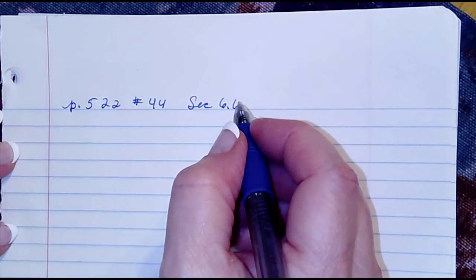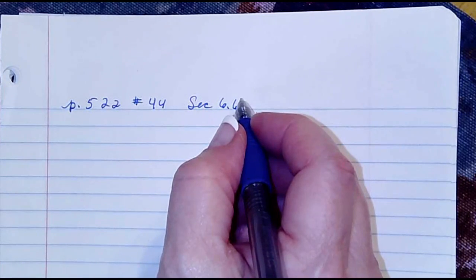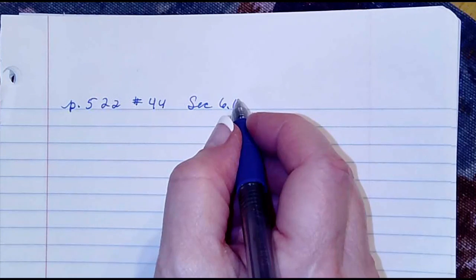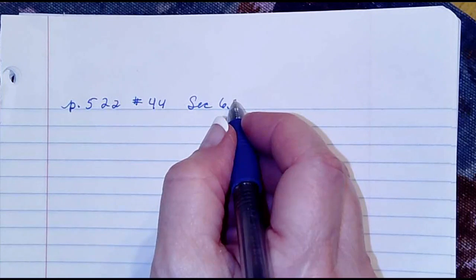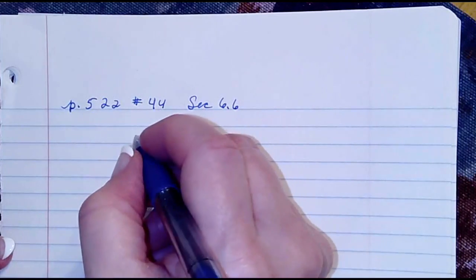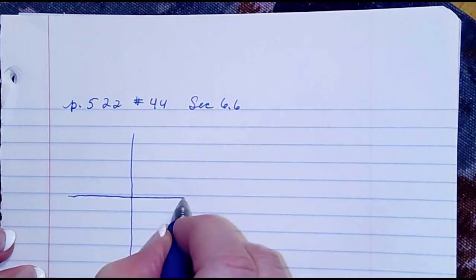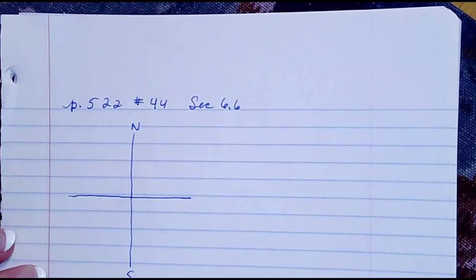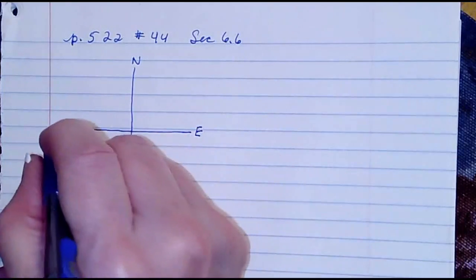Okay, so the question reads: two boats leave the same port at the same time. One travels at a speed of 30 miles per hour in the direction north 50 degrees east. The other travels at a speed of 26 miles per hour in a direction south 70 degrees east. How far apart are the two boats after 1 hour? Okay, so the first thing we're going to do is draw a little compass. So this would be north, south, east, and west.